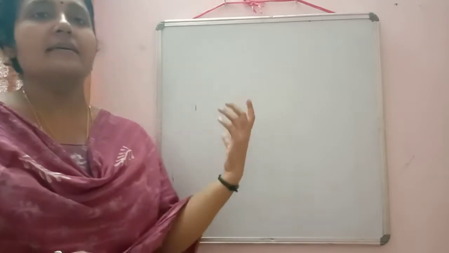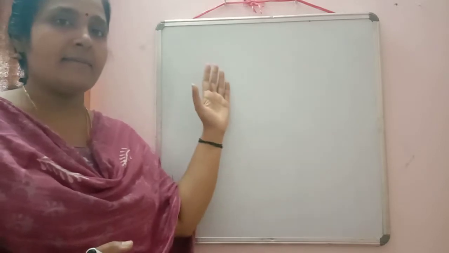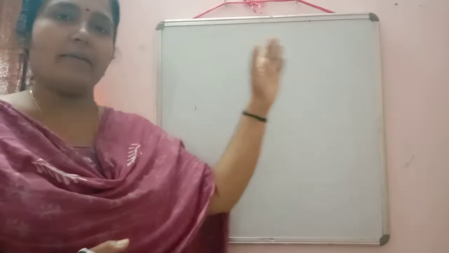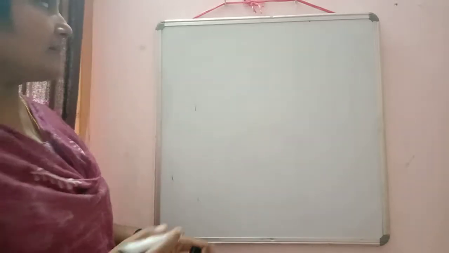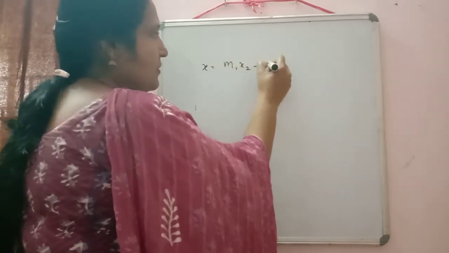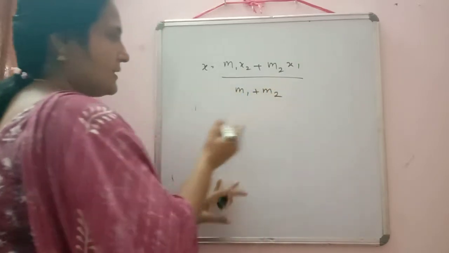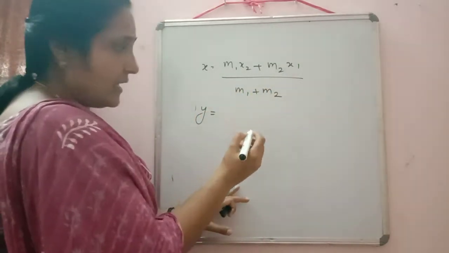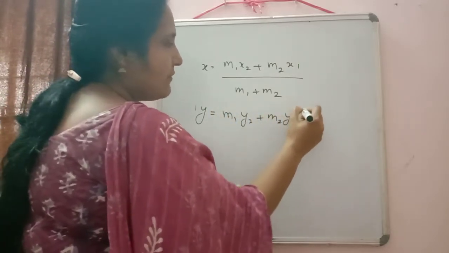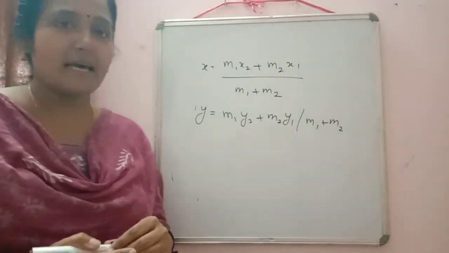And then we discussed the section formula. If a point P divides the line segment joining (x1, y1) and (x2, y2) in the ratio m1 is to m2, then the x coordinate of P is x equals (m1 x2 plus m2 x1) by (m1 plus m2). Similarly, the y coordinate of the point P is (m1 y2 plus m2 y1) by (m1 plus m2). Okay, so these two formulas are clear to you.